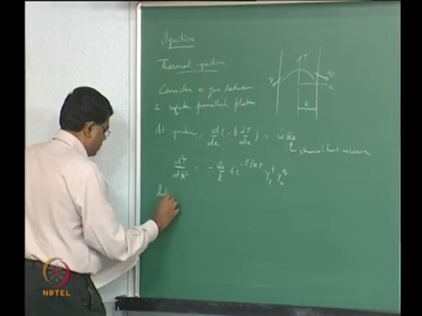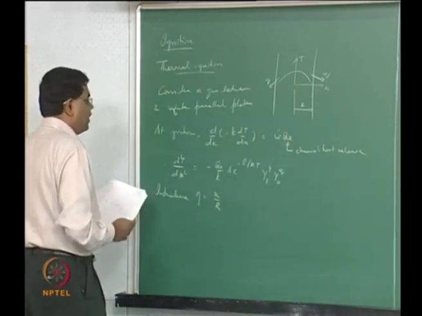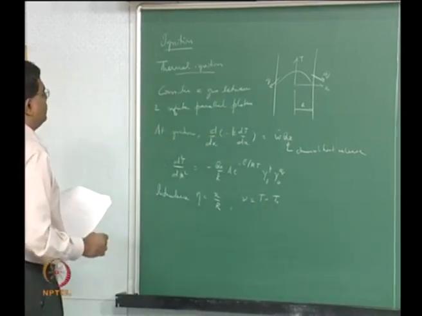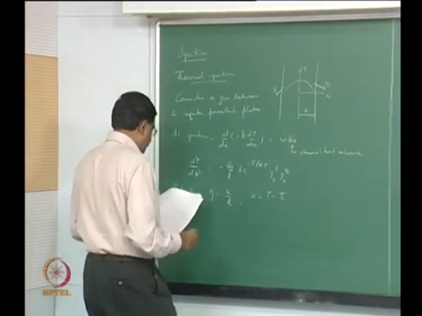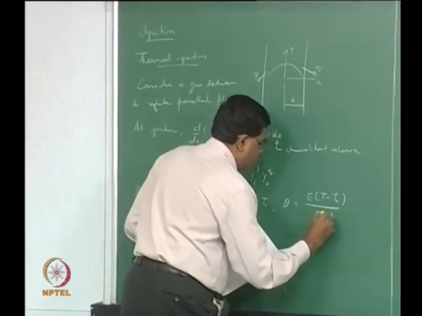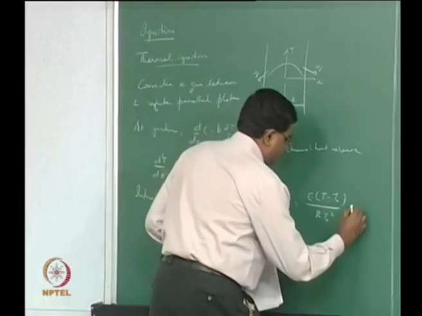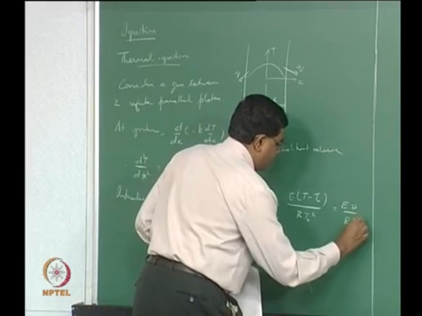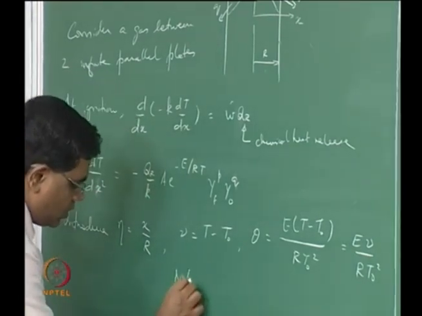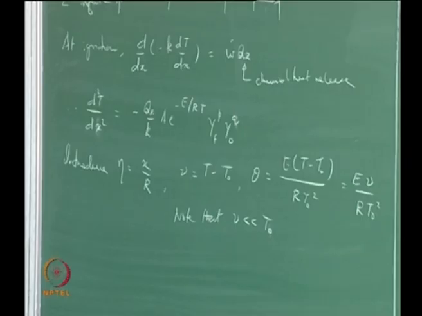So introduce non-dimensionalization: eta equals x over capital R, that's non-dimensionalizing the length. And now let's suppose that nu stands for T minus T naught, that's a departure from the wall temperature for the gas. And let's say theta equals E times (T minus T naught) divided by R T naught squared. This is not the same as our Zeldovich factor because we used to have a T_F, keep in mind. So obviously then this can be written as E nu divided by R T naught squared. Now note that nu is quite small when compared to T naught. That means we are looking at small departures from T naught for the temperature near the wall.